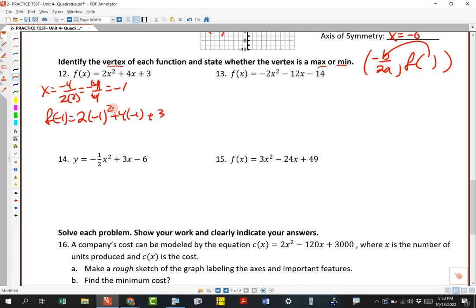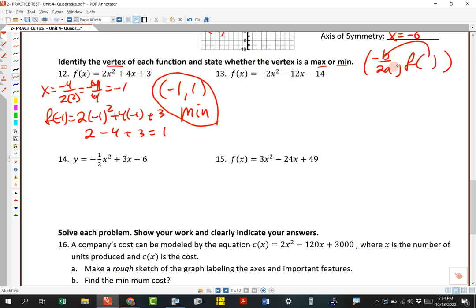So remember, if you square -1, two negatives make a positive. So this is going to be a 2. This is going to be a -4. And this is going to be a +3. So this is +5. That's going to be a +1. Okay, so we get a +1 out of that. So that means the vertex is at -1, comma, +1. There's the vertex, and we just need to say what it is. Because it opens up, it's going to be a min. Okay, so we're going to go ahead and circle that, and then we'll just keep going on this here.